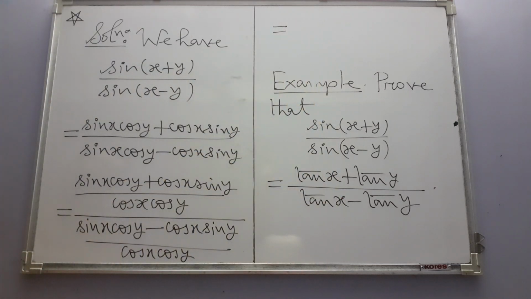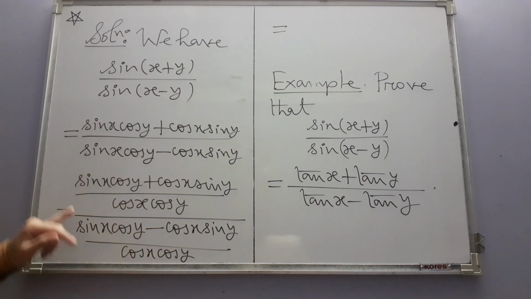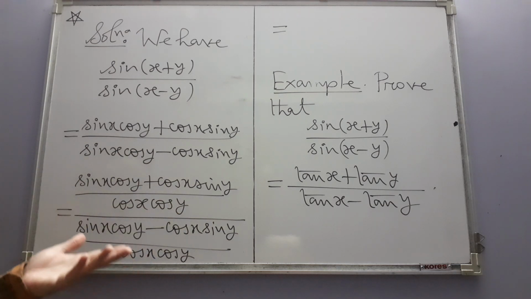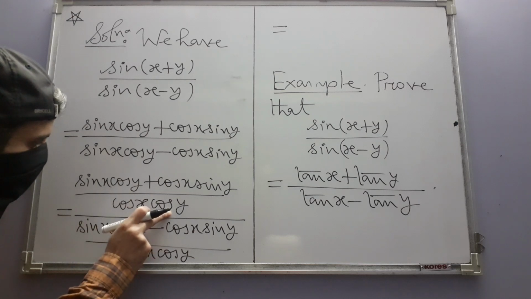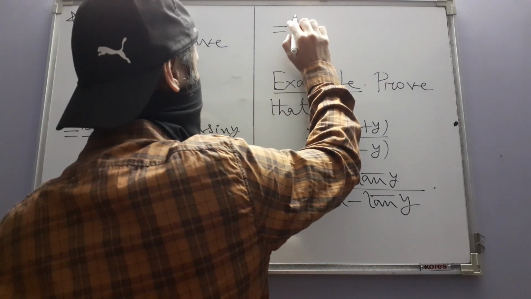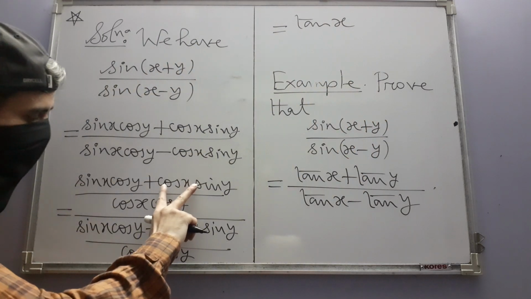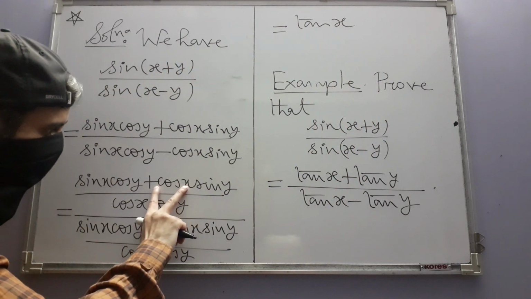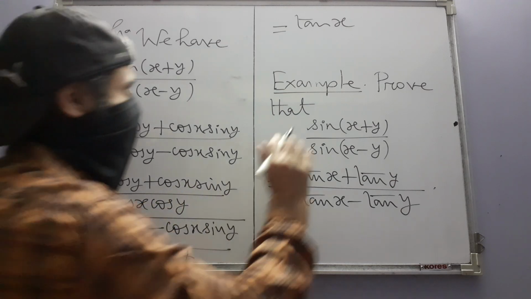So now, after we take this term below everything and do cancellation, what are we going to get? See, cos y and cos y will vanish. Sin x divided by cos x is tan x. What about this term?